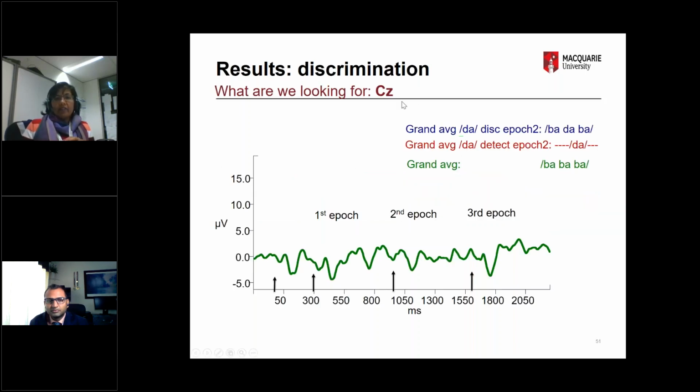So what did we find? Now, this is at CZ. I did say we shouldn't be doing this, but here, just to make my point, so these are the arrows. They're going to forever remind you where the DA should be.